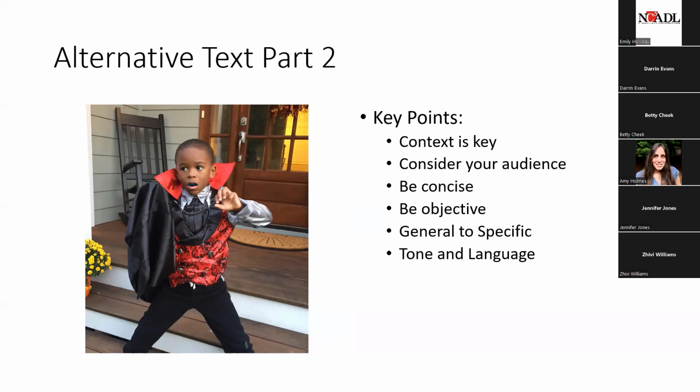And also the alt text for this image and the image description would change depending on what the context was, right? So the context is key. Who's the audience for this image at all? I need to be concise. What do I really want to say about this image? I want to be objective. It doesn't matter if that's a cute kid or not.